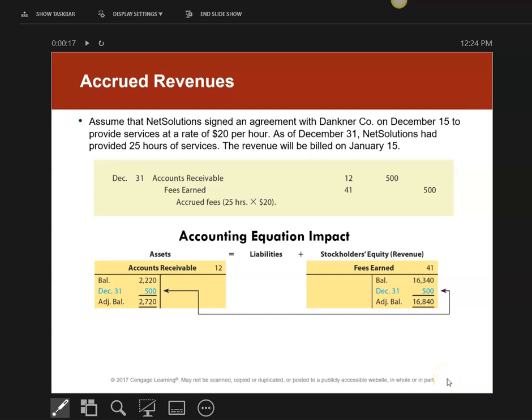Okay, so let's get started with the actual journal entries. The first one we're going to do is accrued revenues. And if you go back and look at what I told you to write down, you'll see that it always applies.